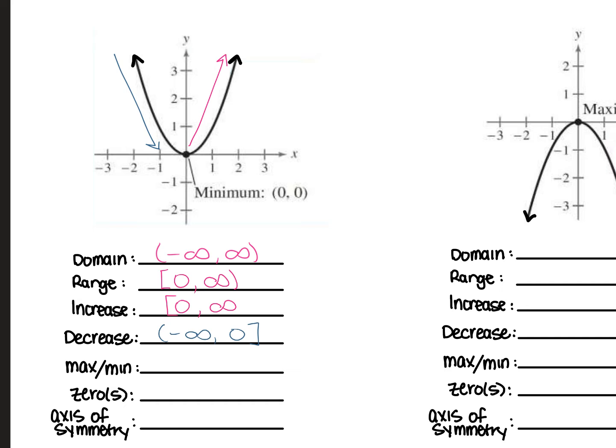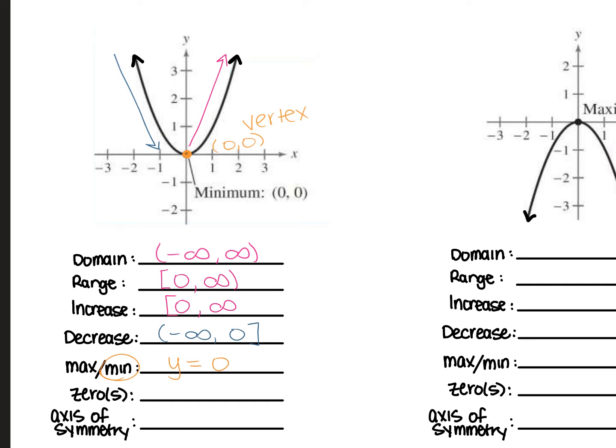Your maximum or minimum value comes from your vertex. Your vertex is the point that you see here that is at 0, 0. Whatever the y value is from that vertex is what you get your maximum or your minimum from. That vertex point is a minimum point here, so I'm going to circle minimum, and then I'm going to put what y is equal to from that vertex. So in this case, y is just 0.